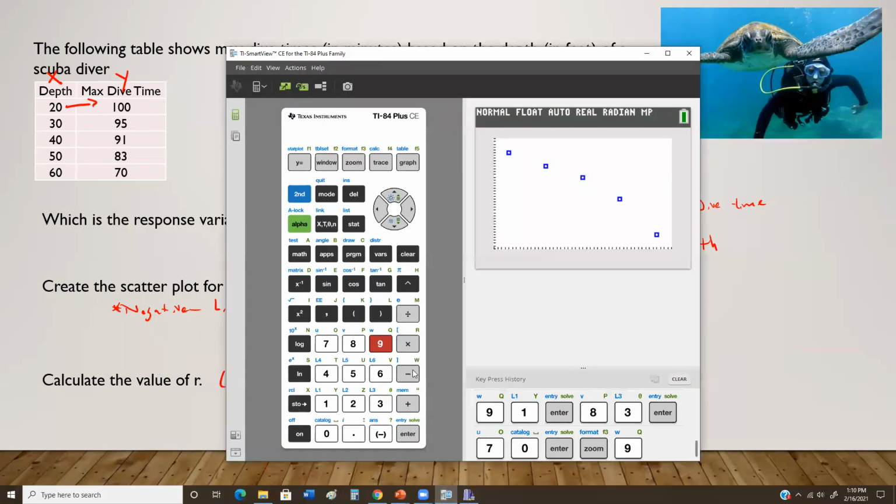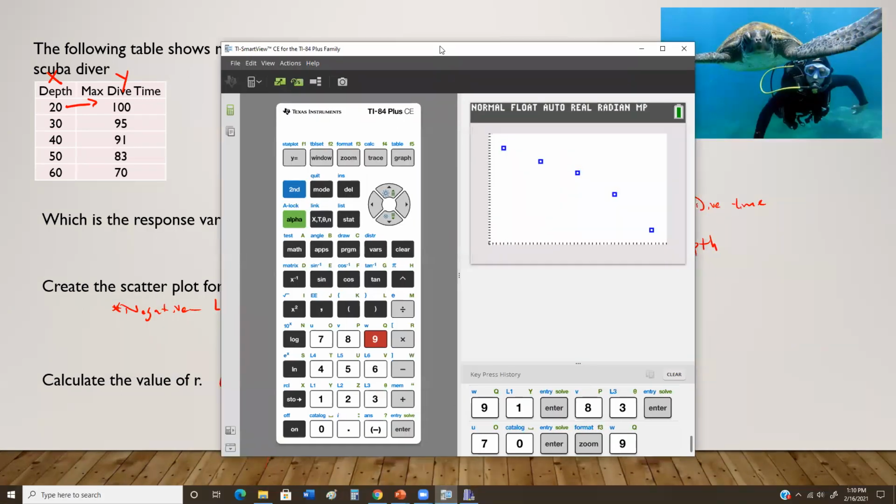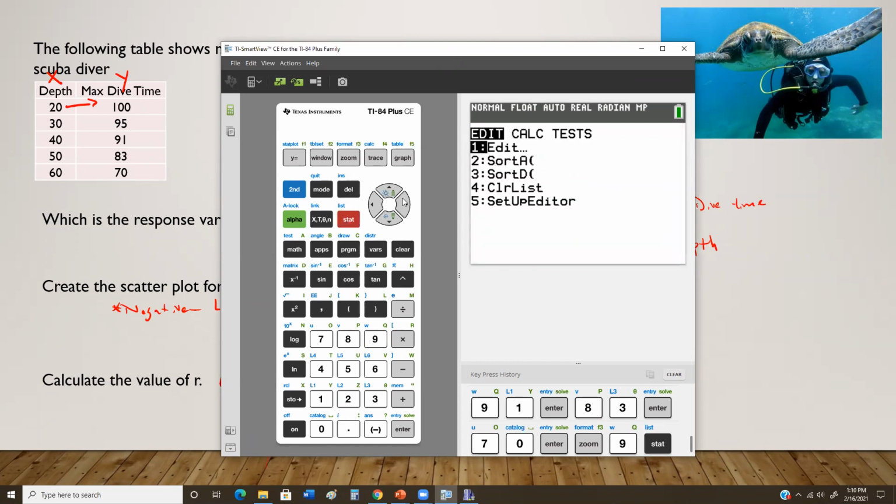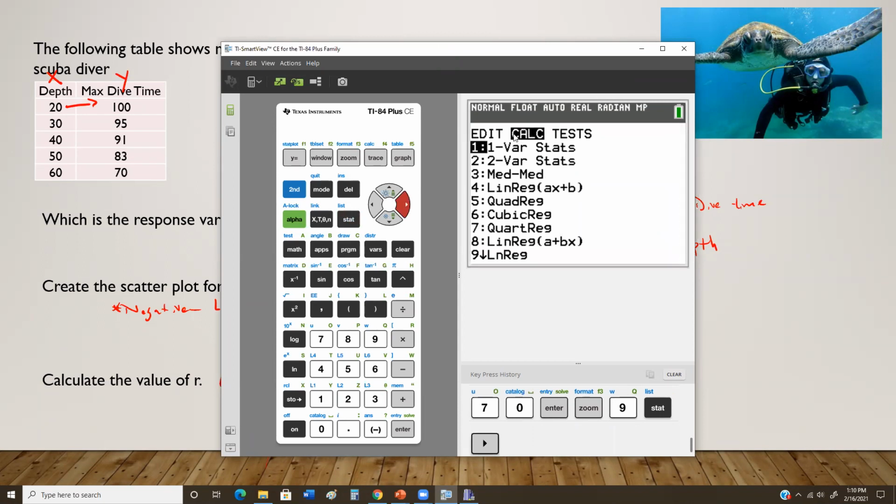All right, so let's go back. On the exam and even on your homework, we're going to rely on this calculator to do almost everything for us, okay? So the next thing I'm going to do is hit the stat button and scroll over to calc. Does anybody remember what option we're going to use primarily here? Yep, option number 4. You want this LinReg AX plus B. So I'm going to go down to 4 and hit enter.